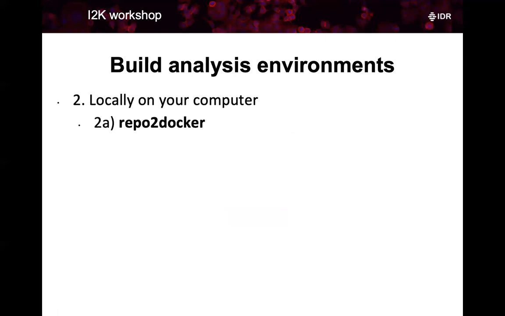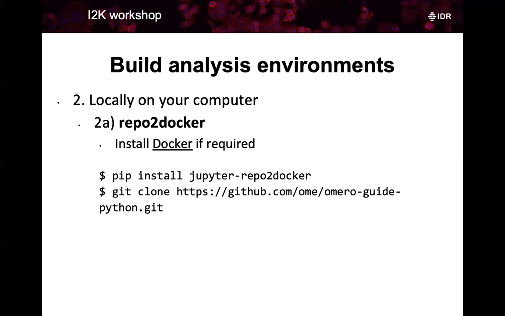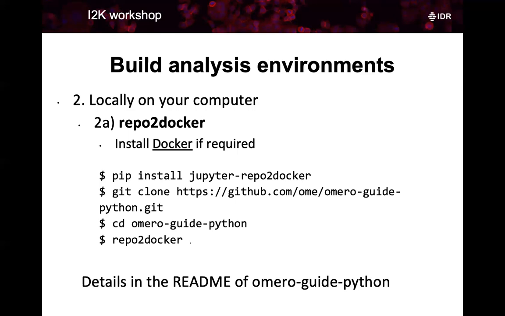Locally, you can use Repo2Docker, which is a Python package which builds a repository into a Docker container on your computer. You will have to install Docker for it, and then install Repo2Docker, clone the repository, cd into it, and run repo2docker. The details are in the README of omero-guide-python.